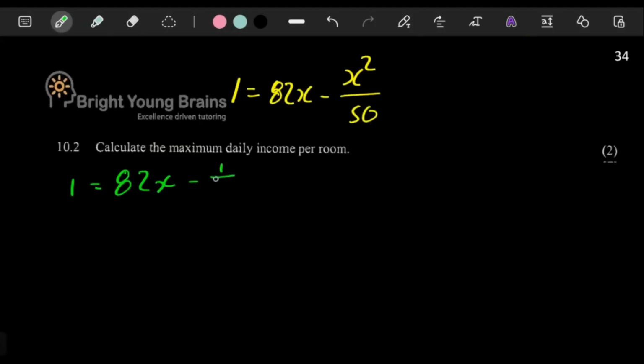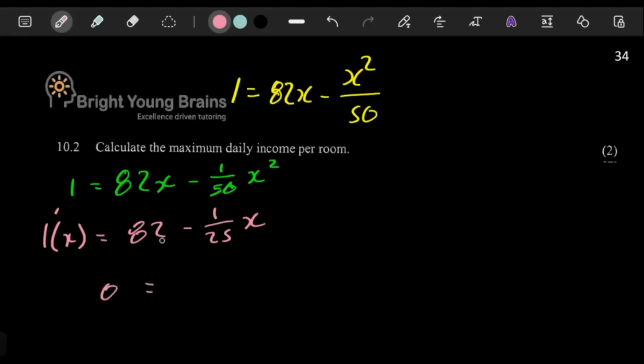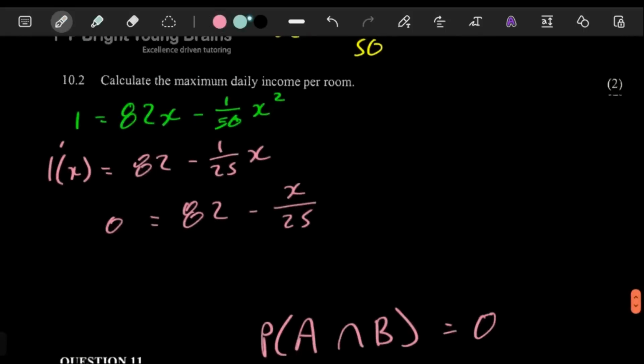To make it a bit clearer, this is what we have. When you differentiate, this is in terms of x, so this is going to be 82. This times that is going to be 1 over 25x. If you make this equal to 0, x is better written as a numerator, because now you can take it to the left. You're going to have positive x over 25 equal to 82.